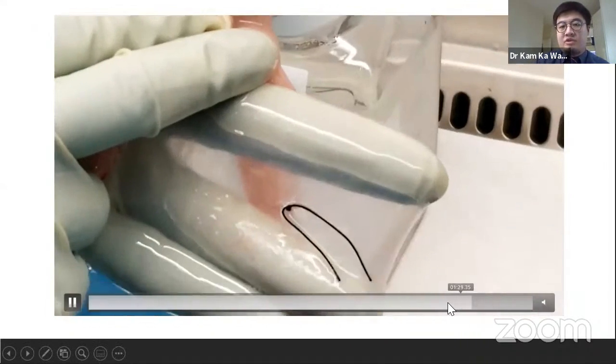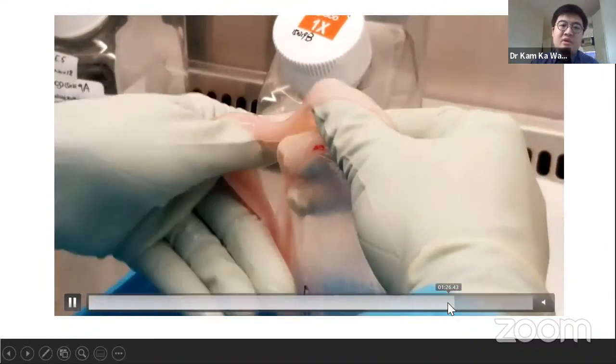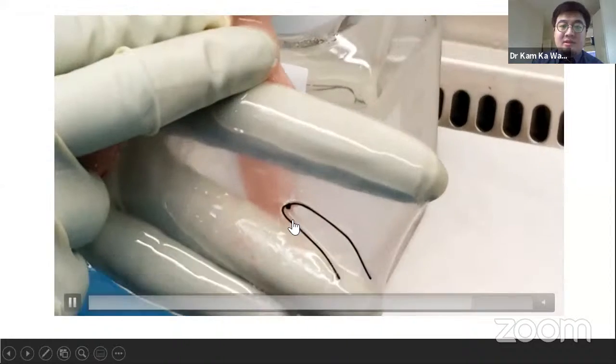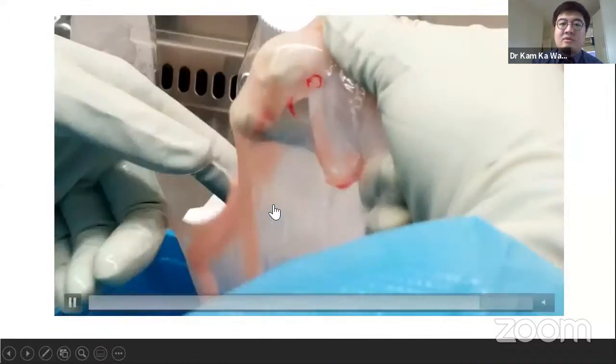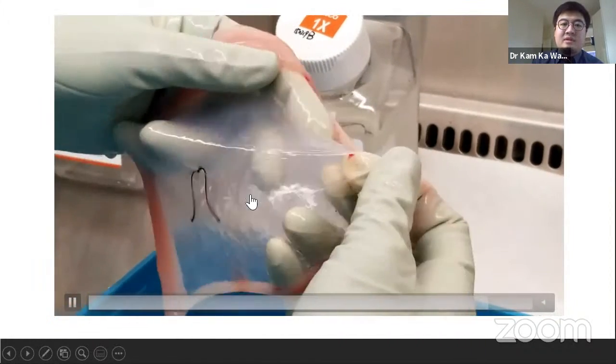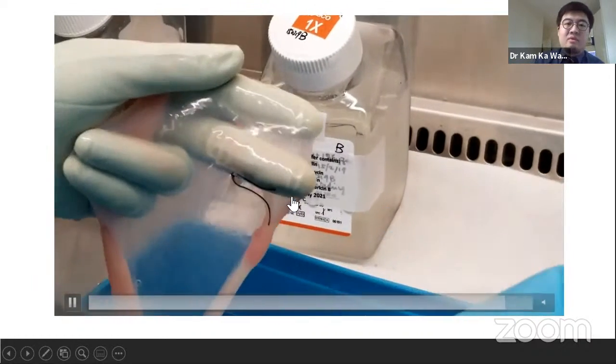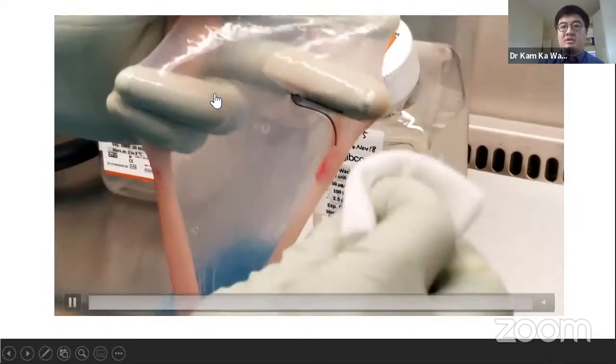So lastly, I want to show you the presence of this suture. We put this suture in the labor suite. You can see this is the side of the knot. It indicates the outer surface. And this is the inner surface, which is connected to the chorion. And we're trying to rub away the chorion on the inner surface.